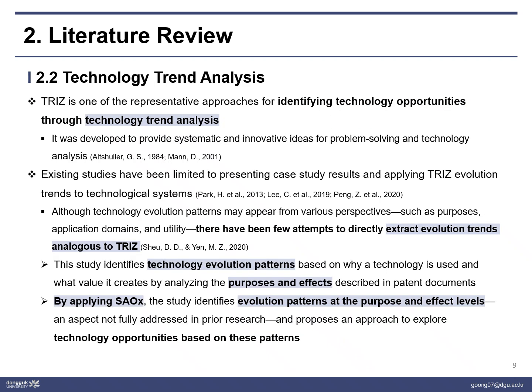This is an approach used to identify technology opportunities through technology trend analysis. Although technological evolution patterns can be studied from various perspectives such as purpose and effect, existing research has made limited attempts in this area. This study analyzed the purpose and effect of technologies in patent documents to show technological evolution patterns. By using SAOX, the study proposed an approach that addressed the limitations of previous research.